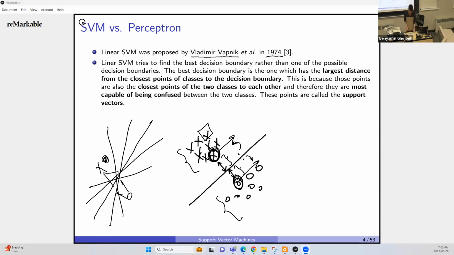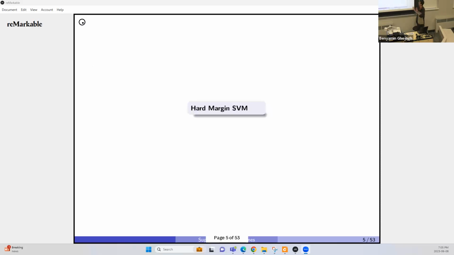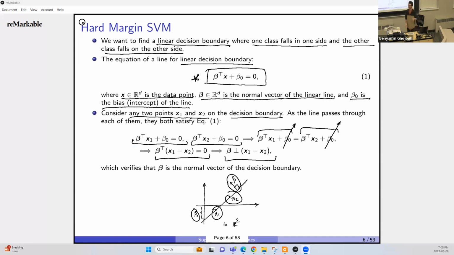We need to model it as an optimization problem, because machine learning is all optimization plus some other stuff such as probability and linear algebra. First, they said let's have hard margin SVM. This was the first idea that they had. They assumed that the classes are completely linearly separable, so they want to find some decision boundary. In 2D it's a line, in 3D it's a plane, and in multiple dimensions it's a hyperplane. Equation 1 is just the equation of the decision boundary.